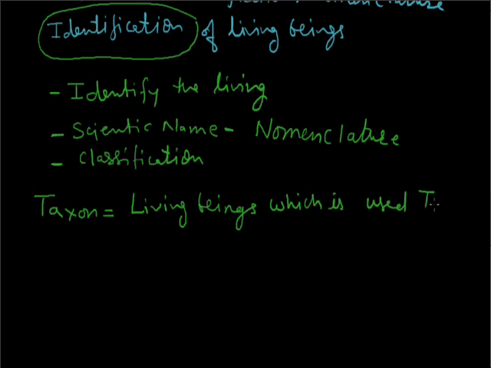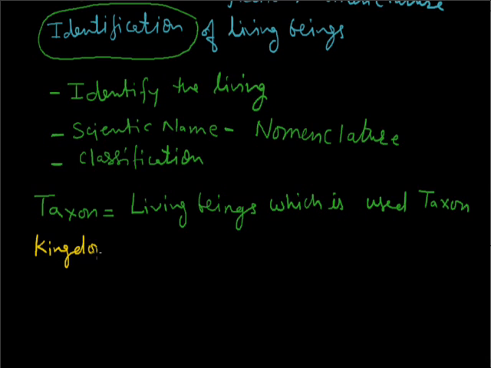We call it the taxon. So the study of classification or study of living beings is called taxonomy. Taxonomy is the branch of science which deals with the study of living beings. So in the taxonomic hierarchy, the living beings are divided into certain groups. Which one is the highest order? The highest order is called the kingdom.